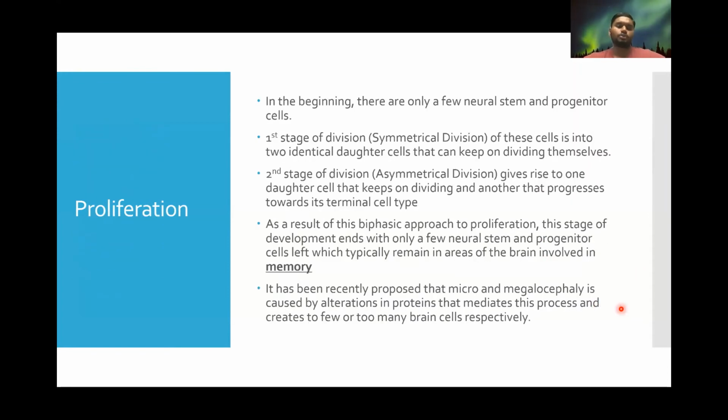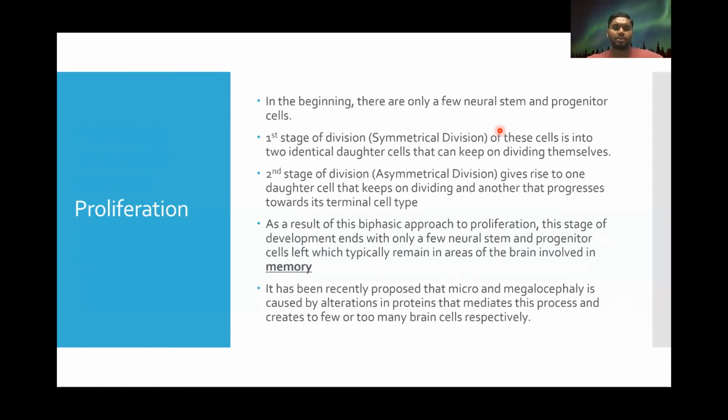So now we've talked about neural tube folding. The neural tube is a very tiny structure, very small, centimeters in size. So what we have to do now is grow. We have to proliferate these neural cells. However, in the beginning of the process, when the proliferation is starting to occur, it starts from a neural tube that is so small, with very few neural stem cells and progenitor cells. So the response the body has developed is a biphasic approach to proliferation. The first stage of division is something called symmetrical division, wherein if one neural stem cell or progenitor cell divides, it'll create two identical daughter cells that can then keep on dividing themselves.